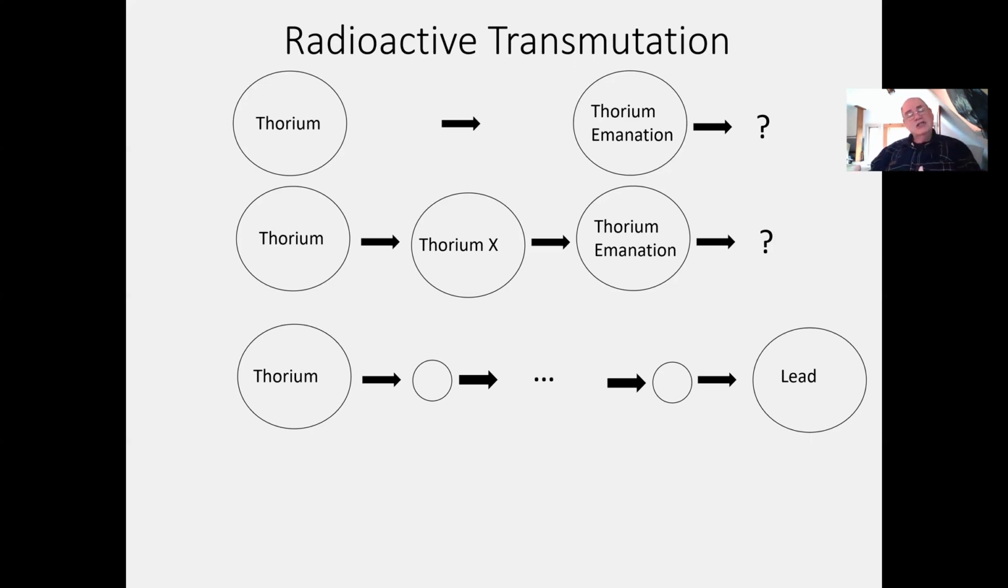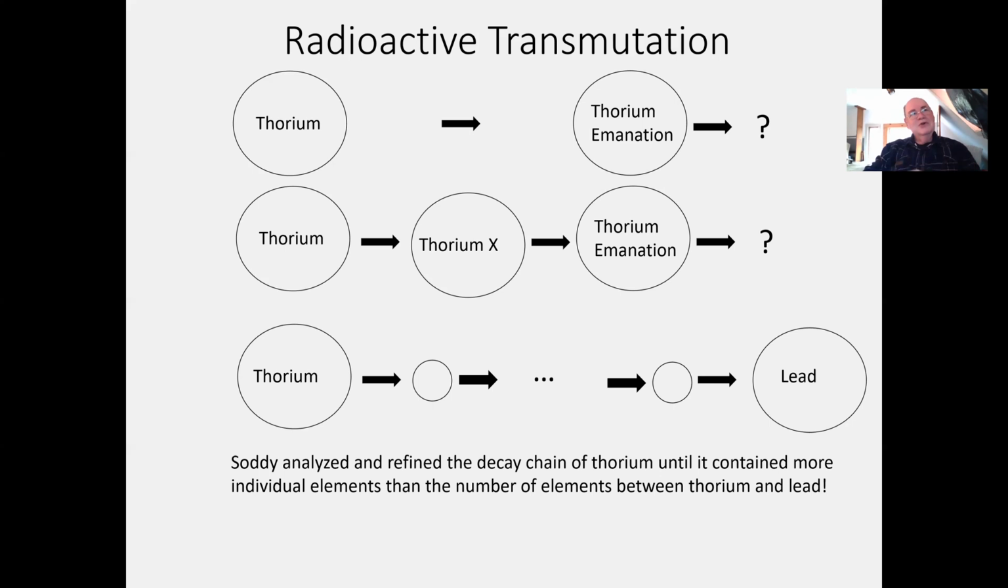And he finally searched this thing through until it would end inevitably with the element that he could recognize, lead, which was not radioactive, gave off no radioactive rays at all, alpha, beta, gamma. But he could isolate how many different elements there were between the original radium that he started with and the lead that finally ended up. Well, he found there were more different radioactive elements between the thorium and the lead than there were elements in the periodic table between thorium and lead.